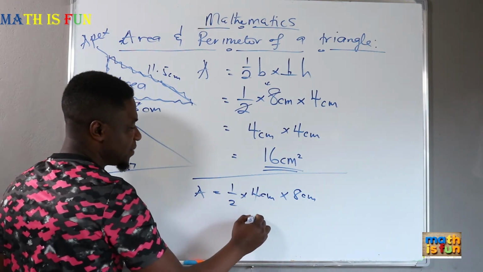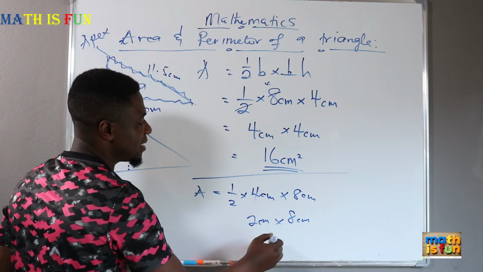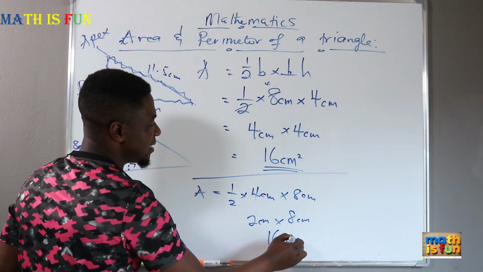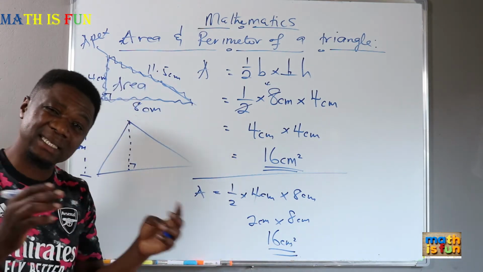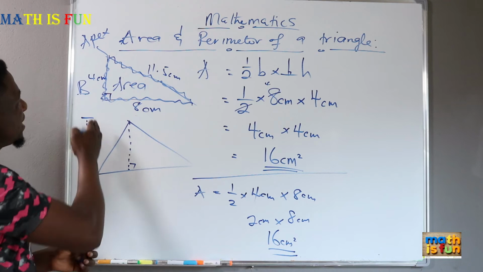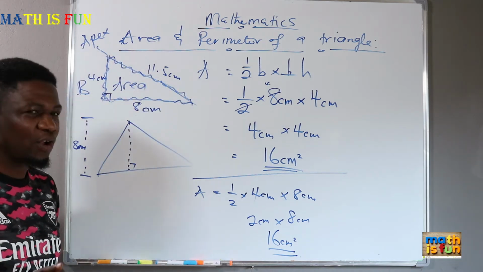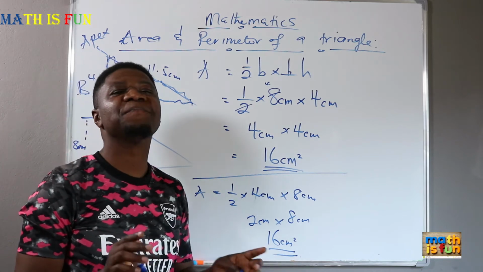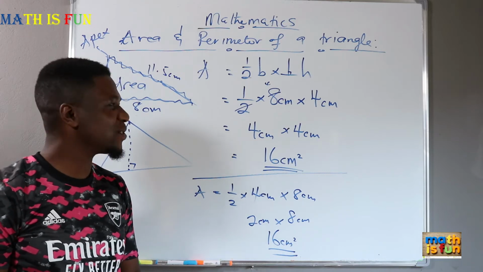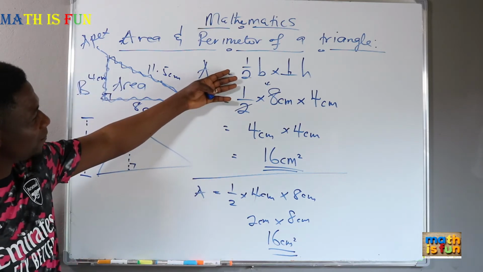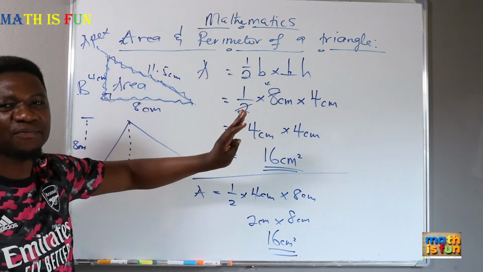Half of 4 gives us 2 centimeters multiplied by 8 centimeters. 2 times 8 also gives us 16 centimeter squared. So that is giving us the same answer. As I said earlier, if you choose this side as the base, or that side as the base, all of them should give you the same answer. This is quite cool. That's good. So we now know how to substitute the numbers into the formula to get everything.